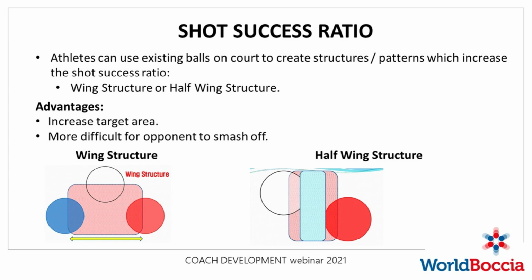If we look at our half wing structure, it's fairly similar, except we're only talking about having one ball in the position on the side. Again, when we create our half wing structure, we increase our target area to a full ball width. And if we can get our placement shot into the correct position, it makes it a lot harder for our opposition to knock that ball away.